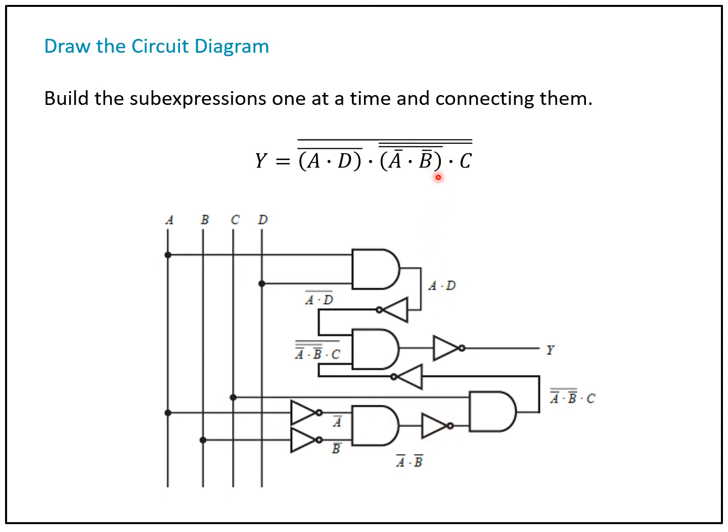Then you need to apply the AND with the result and the input C. So we have here the AND and also an input C. And notice that you need to invert the result as indicated here. And finally, you need to apply another AND with the previously obtained result for the sub-expression here. And the output would be finally inverted as indicated by the long over bar over the whole expression. And this would be the result y.